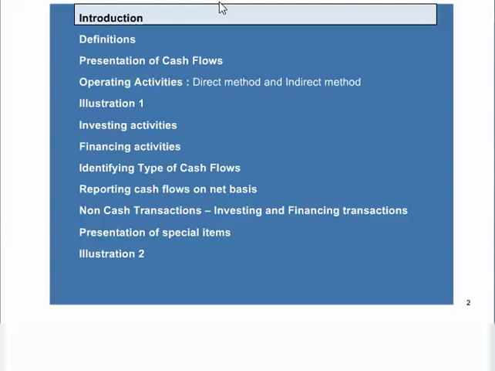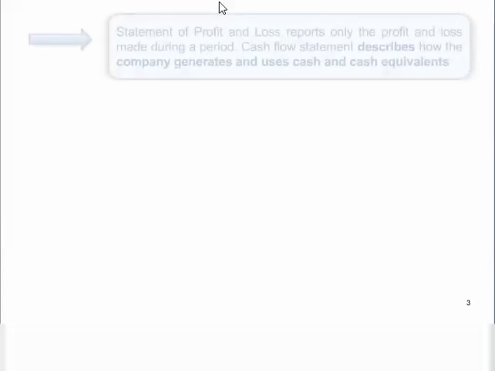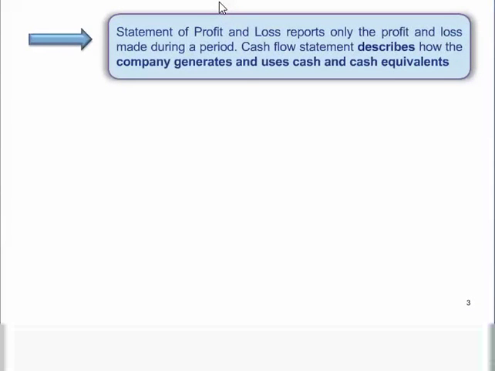Post that, we'll do two illustrations to understand and conceptualize our knowledge on cash flow statements. And finally, we will discuss the disclosure requirements. So friends, let's first come down to the first agenda item of introduction.